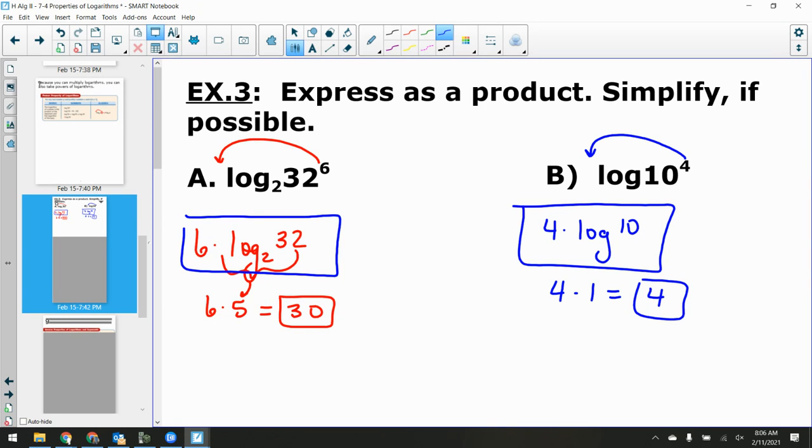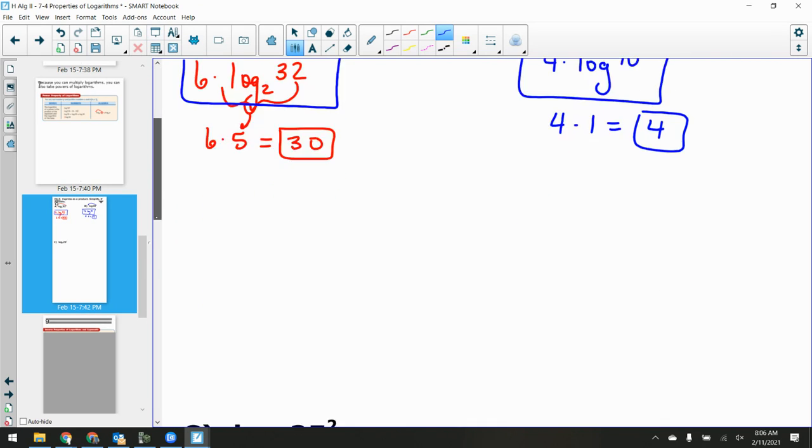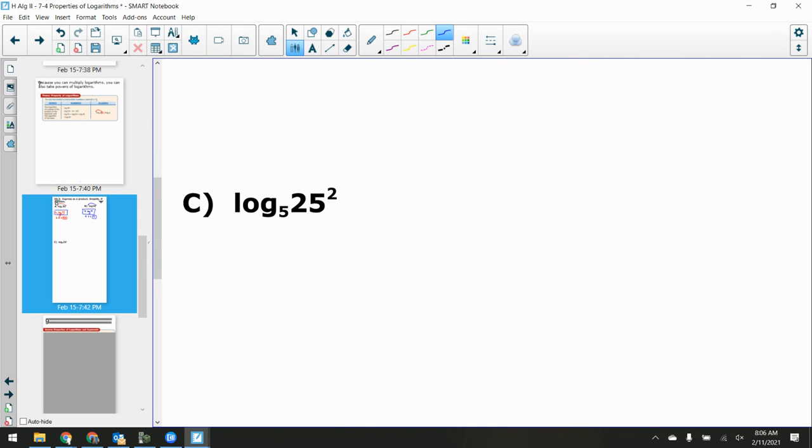Is there another one down there? Yeah, there's another one. Log base 5 of 25 raised to the 2nd power. See, I don't want to take 25 to the 2nd power. I don't want to evaluate what 25 to the 2nd power is. So what's easier to do is bring this 2 around front and multiply it. 2 times the log base 5 of 25, because that's very easy to do. What is log base 5 of 25? 2. So this is essentially 2 times 2, or 4.